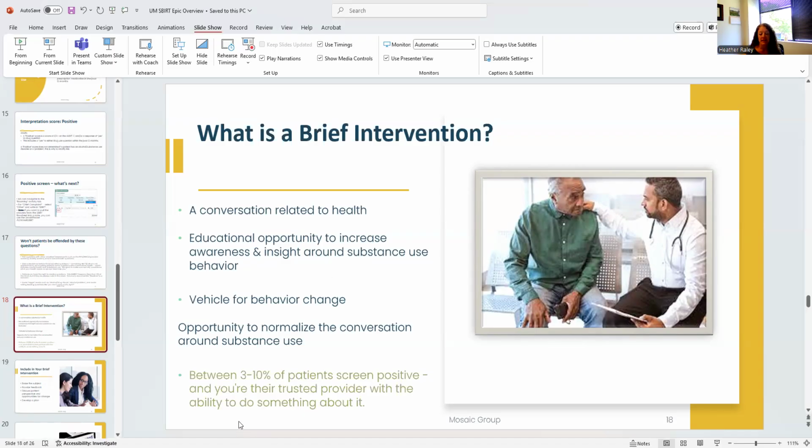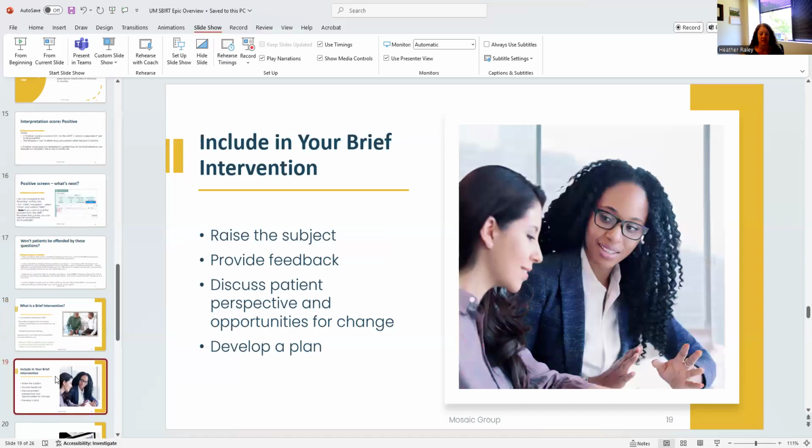Understand that time is of the essence, and these are 15-minute appointments, and the providers spend less than 15 minutes in with the patient. Know that usually 3 to 5%, but looking across the state, anywhere from 3 to 10% of patients screen positive. And so it's a small percentage of the population that usually indicates a brief intervention.